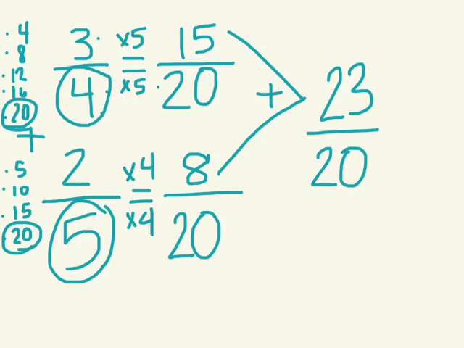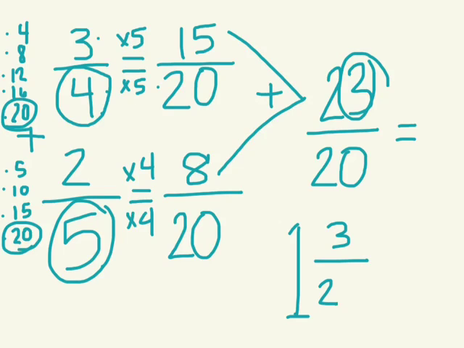I can make a whole pizza, 20 out of 20 slices. How many slices do I then have left? I have 3. I took out 20 slices. I have 3 slices left out of a pizza that holds 20. I have 1 and 3/20.